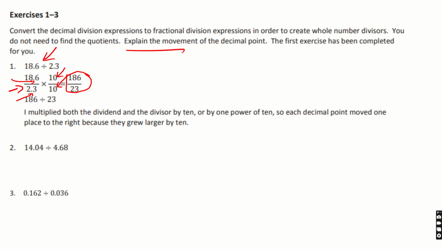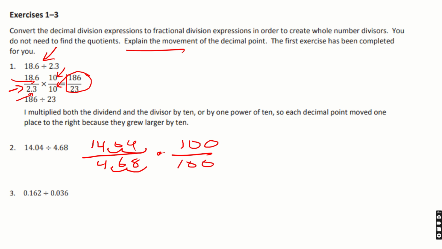So as we look at the second problem, we're going to first convert it to the fraction, 14.04 over 4.68. You'll notice both of these need to move the decimal 2 spaces to get whole numbers and not fractions, 1, 2, right? So what we're going to do is multiply it by not 10, because that would move it 1 space. We need to move it 2 spaces, so 100. Whatever we do on the top, we need to do on the bottom. 100 divided by 100 is still 1. When we multiply something by 1, it doesn't change. We just change the way that it looks.